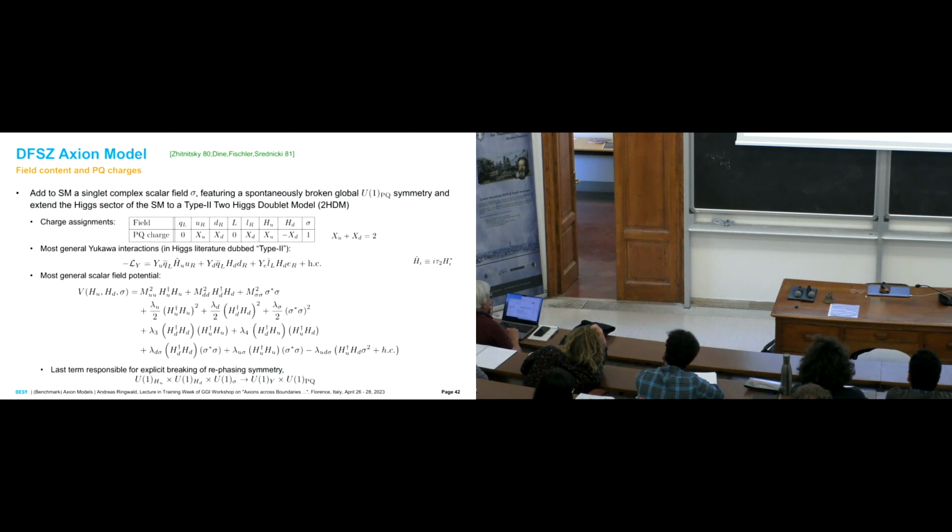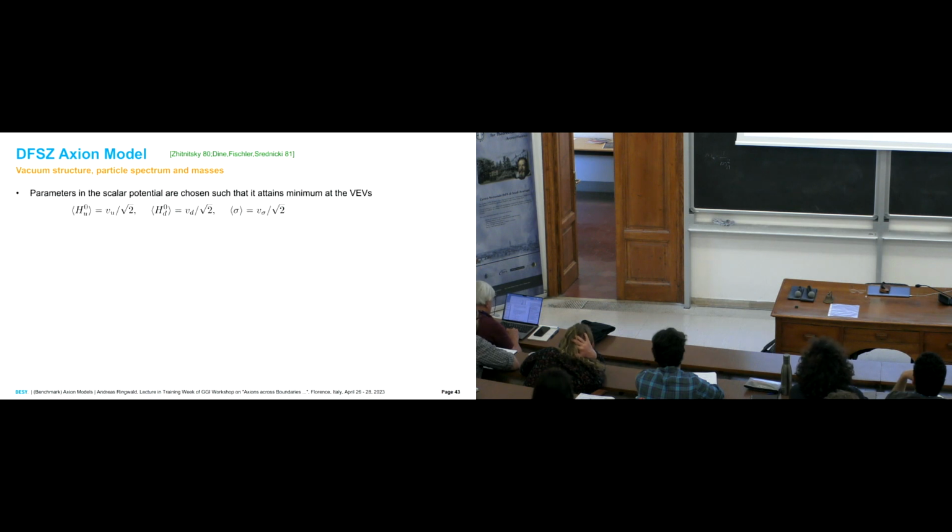All the other terms would be invariant under these independent rotations. But this last term breaks this rephasing symmetry to U(1) hypercharge cross U(1) Peccei-Quinn. And we will also see that this parameter will be essential to make all these extra Higgses which you have much heavier, formally much heavier than the electroweak scale.